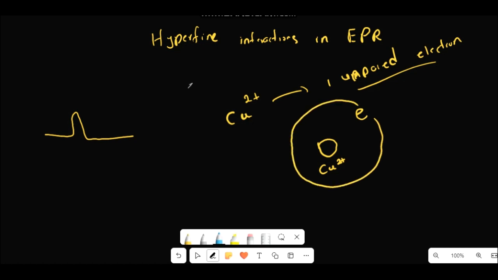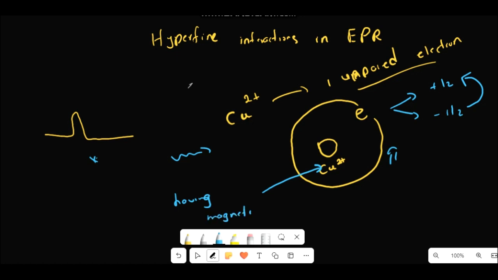So in basics, what we're trying to do here is apply a magnetic field, which will create a split between two states. Then we apply radiation, which will cause the electron to flip into the other state. So we are recording the absorption. This is what we're trying to do. Now, the nucleus over here also has magnetic properties.